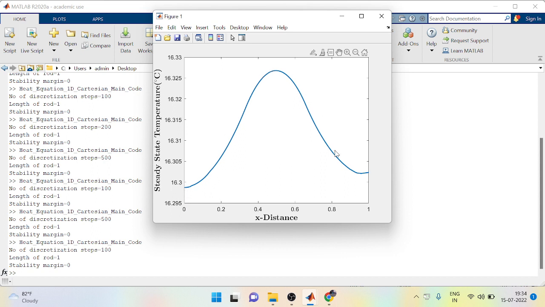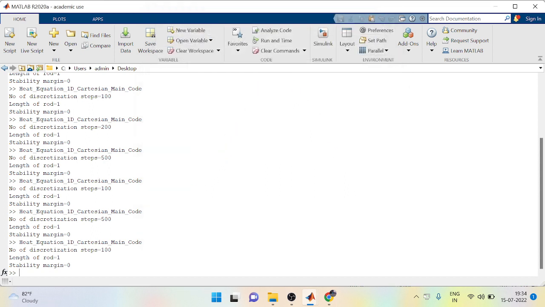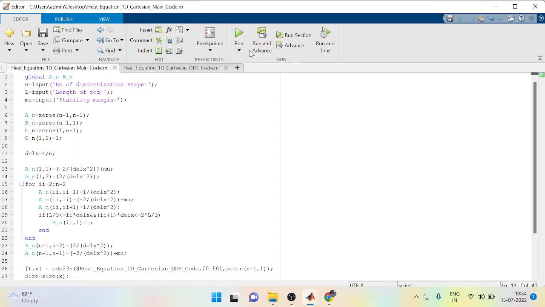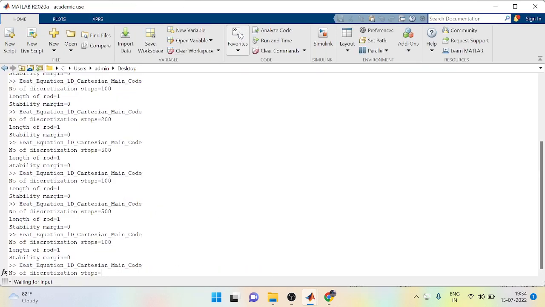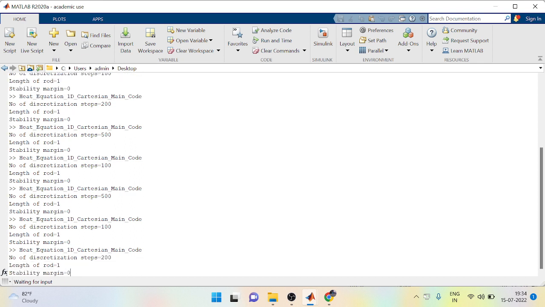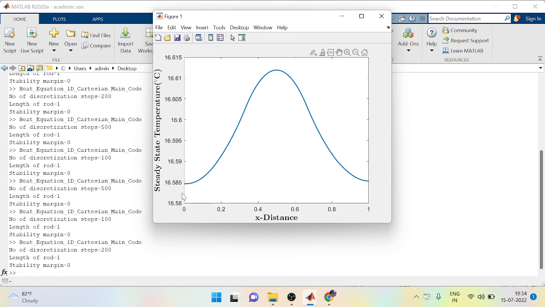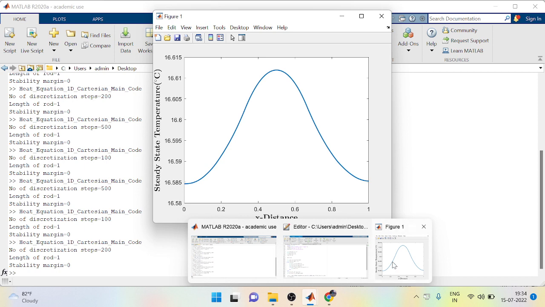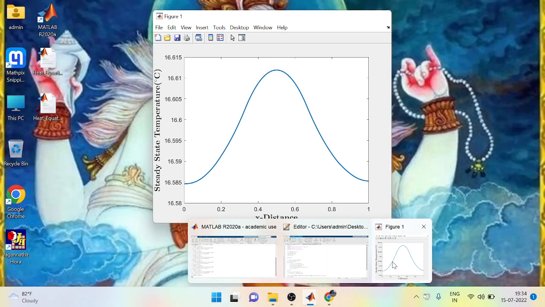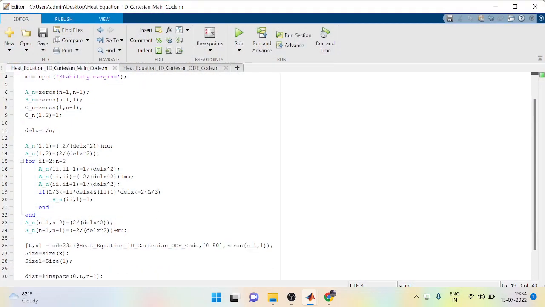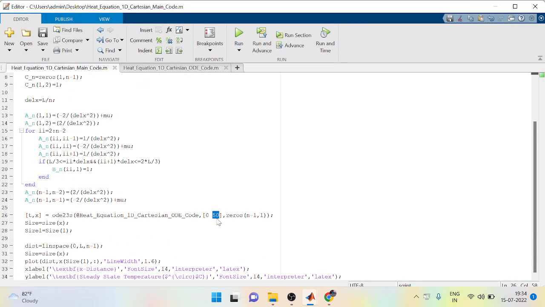Okay, pretty symmetric. How many steps did I give? I'll go with 200 steps. It's almost symmetric, I guess. It's symmetric, 1 by 3. Let me increase the temporary time and number of discretization steps.